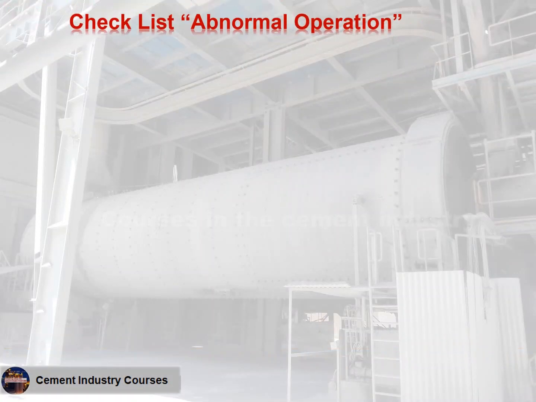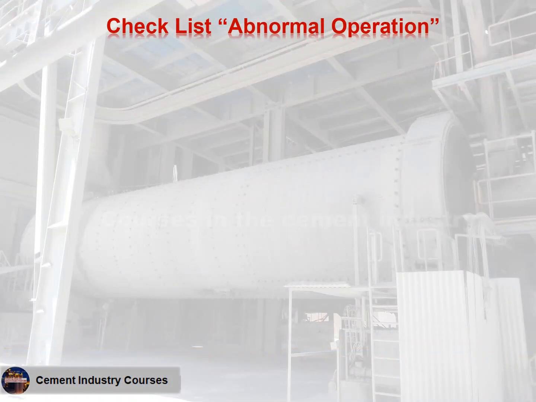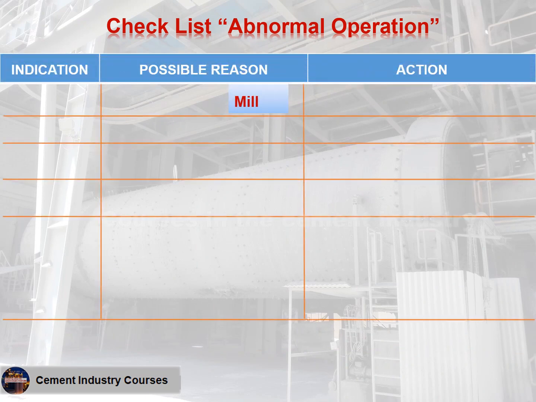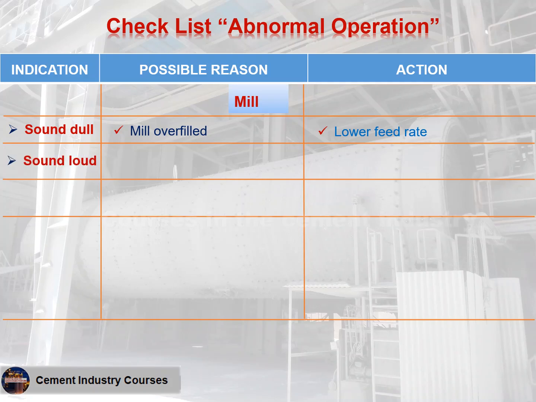Checklist, abnormal operation, for tube mills. Firstly, mill. Indication 1: sound dull. Possible reason: mill overfilled. Action: lower feed rate. Indication 2: sound loud. Possible reason: mill underloaded. Action: increase mill feed rate.